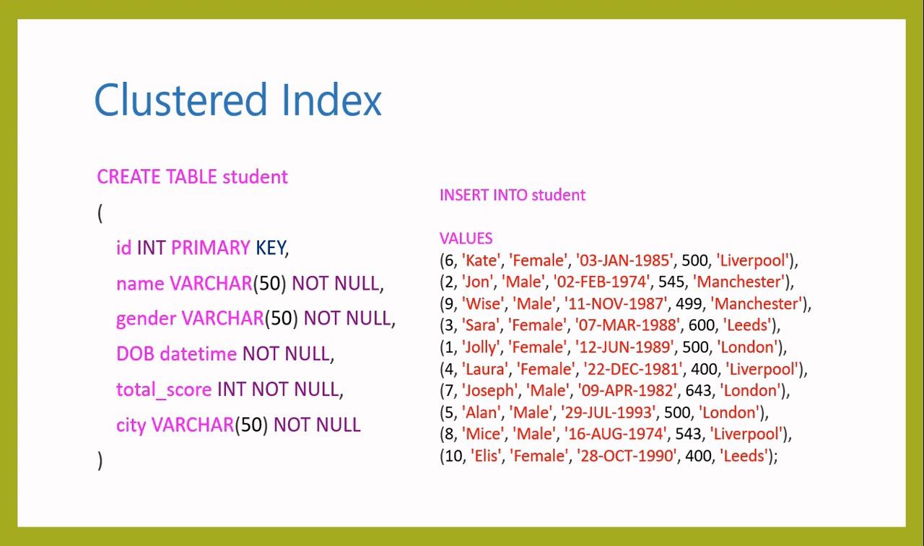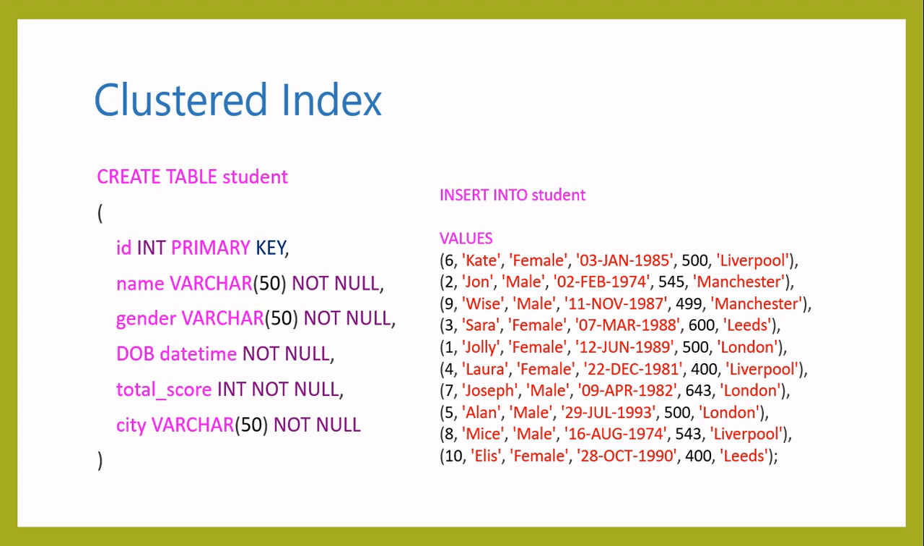Once this table has been created, the next step is to insert the records into the table. Here we have an insert statement which has around 10 records to be inserted in this student table. But the order in which they are inserted is different. Actually, we are inserting these records in random order. We are not sorting these records. See here, the first record has the ID value of 6, the second record holds the ID value of 2, and the third record has the ID value of 9, which is not sorted.